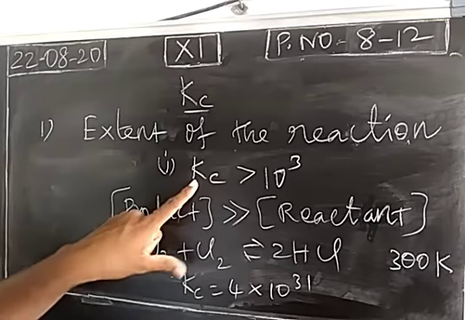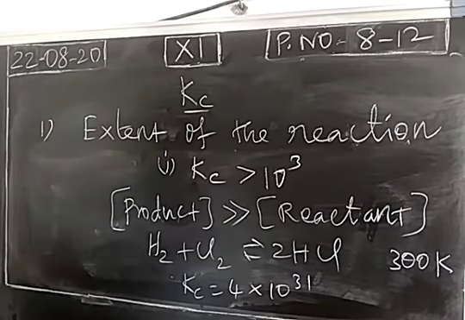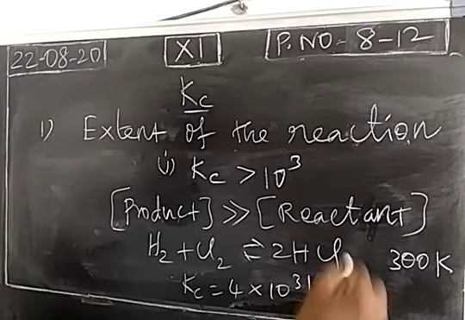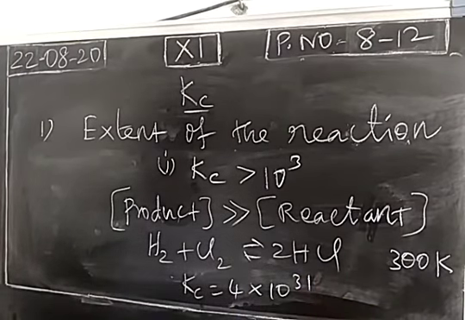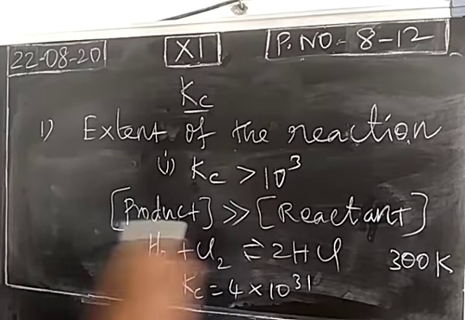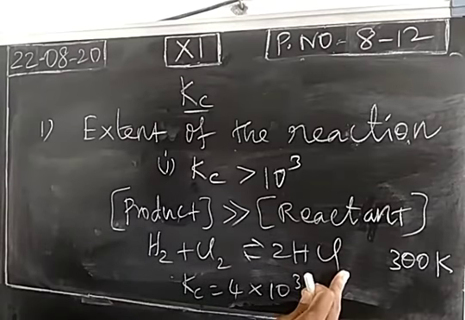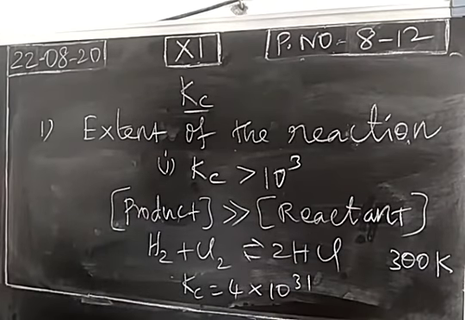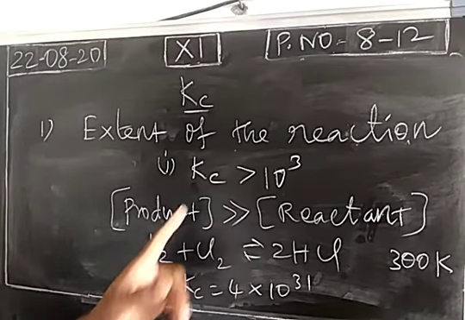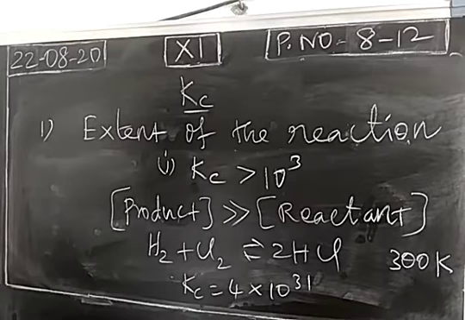So whenever the equilibrium constant value is greater than 10 power 3, it means in the equilibrium mixture the product will be in more quantity. Concentration of the product will be more than the concentration of the reactant. So this is the condition. If the equilibrium constant is greater than 10 power 3, product concentration will be more than the reactant concentration, which represents the reaction is trying to move towards the right hand side. So the forward reaction will be favored, right? Important one more question.